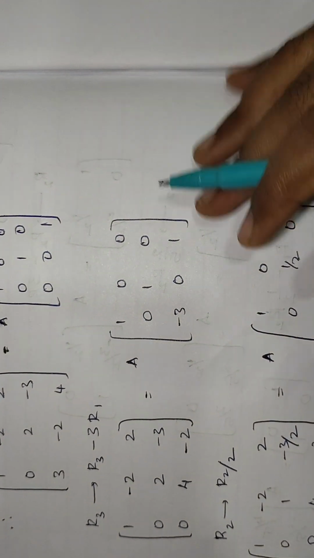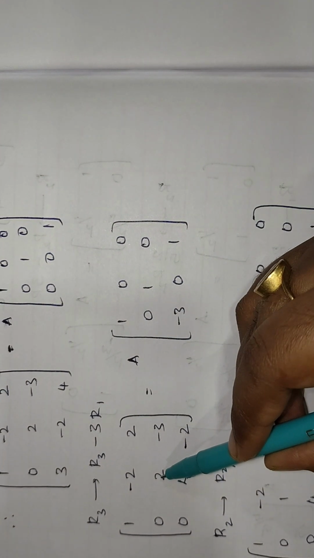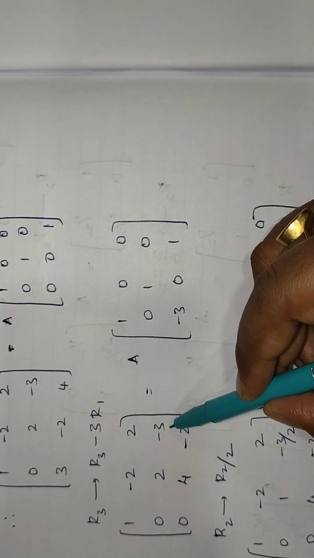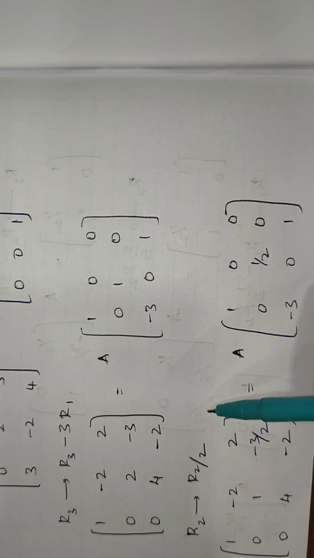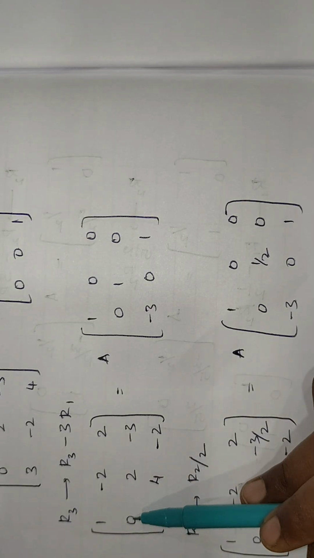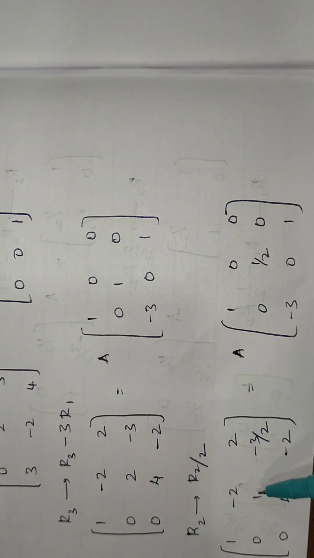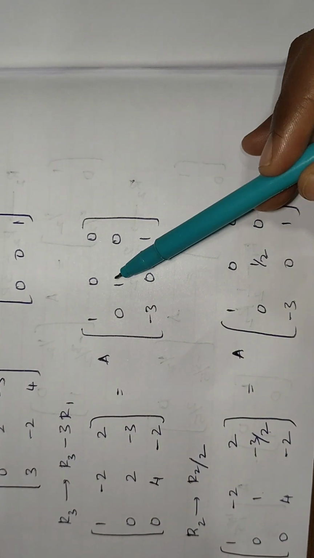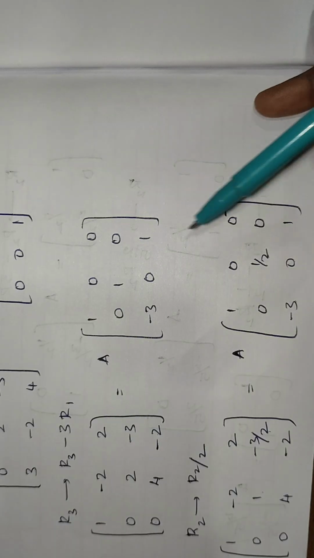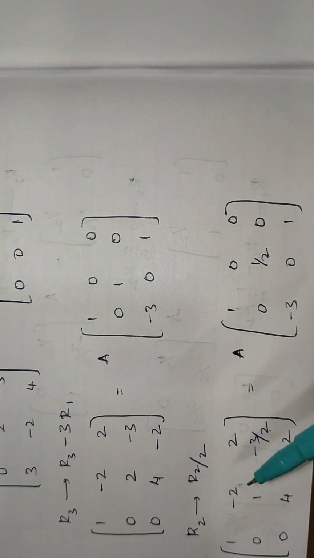Now to make this one, I will divide the entire row by 2. So R2 is changing to R2 by 2. So it is 0 by 2 is 0, 2 by 2 is 1, minus 3 by 2 is minus 3 by 2. And here also 0 by 2 is 0, 1 by 2, 0 by 2 is 0. Next you will make this and this 0 using this 1.